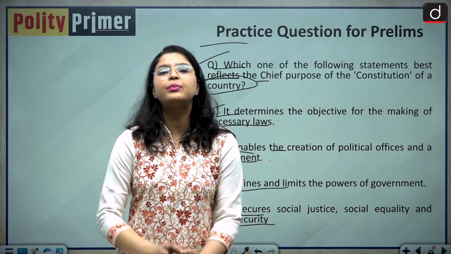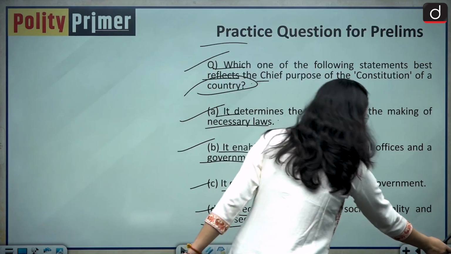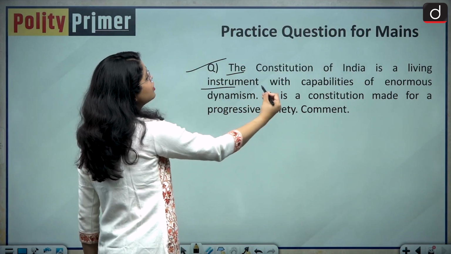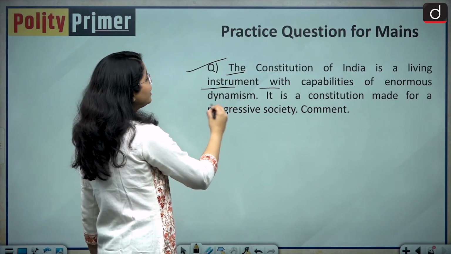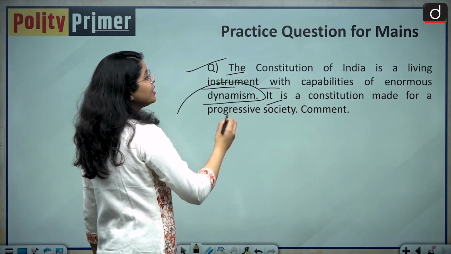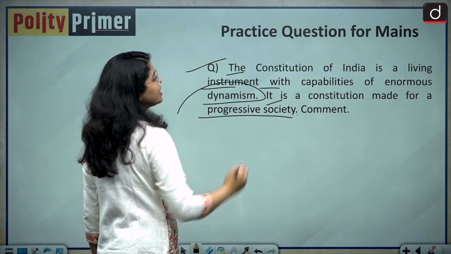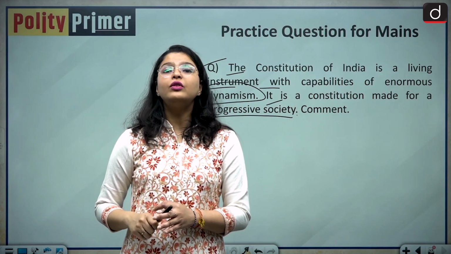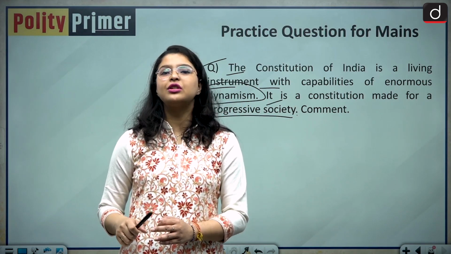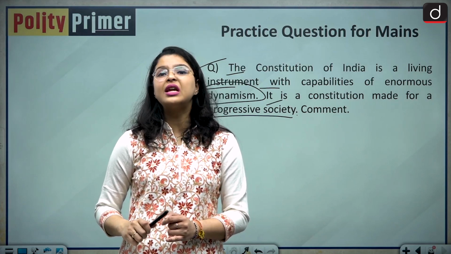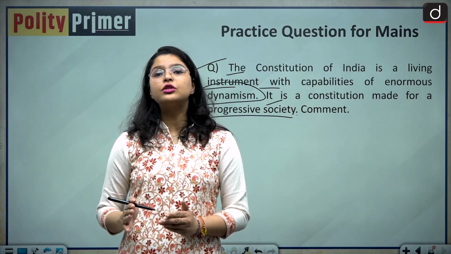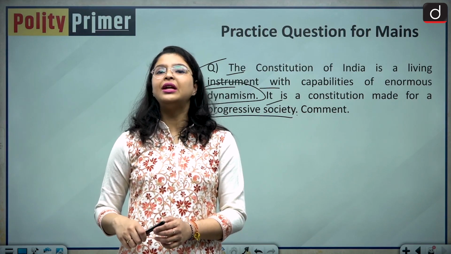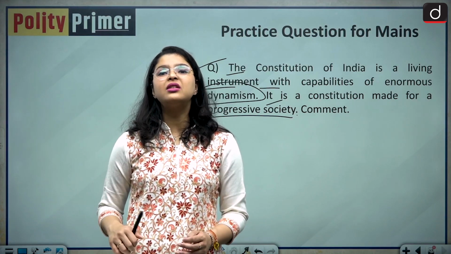Now let us analyze a practice question for your mains examination. The question is, the Constitution of India is a living instrument with capabilities of enormous dynamism. It is a constitution made for a progressive society. Comment. Firstly, you will write about the Indian Constitution. You will also write about its salient features, and you will stress the salient features of amendment of the Constitution, because the Constitution of India is not a static document. It is a living document.